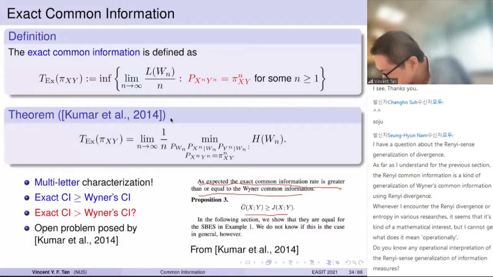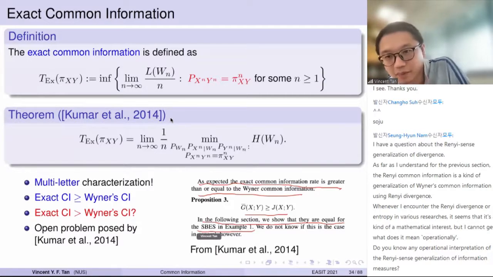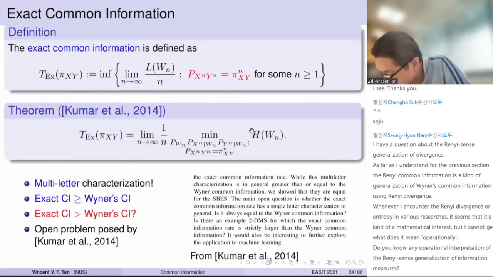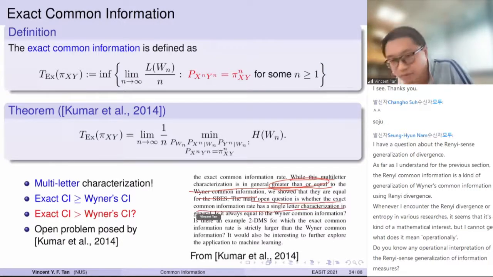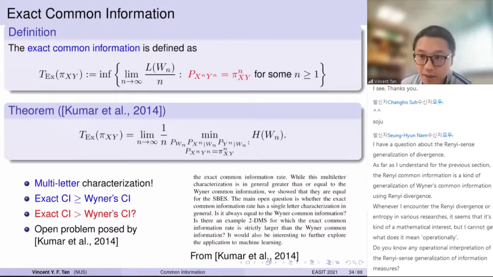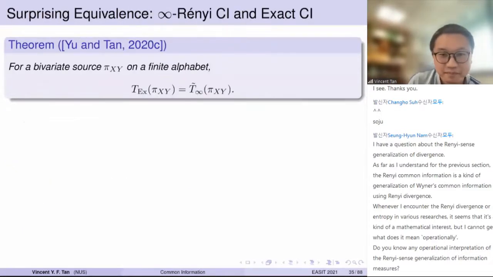In the following section, we show that they are equal for the SBES example. I'm going to show you this as well. I'm going to explain to you why they are equal. We do not know if this is the case in general, however. Another part of their paper is the following. This is the conclusion. While this multi-letter characterization is in general greater than or equal to Wyner's common information, the main open question is whether the exact common information has a single letter expression, and is it always equal to Wyner's common information? Is there an example of a 2-DMS, 2 discrete memoryless source, for which the exact common information is strictly larger than Wyner's common information? So that was left as an open question there, and we are going to attempt to answer it. So this is the motivation. Now we establish this.